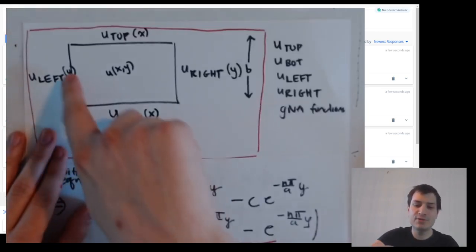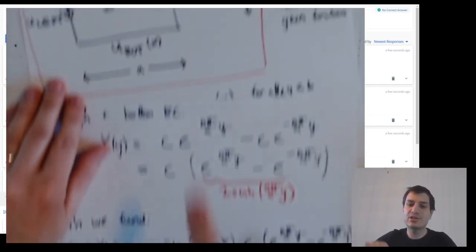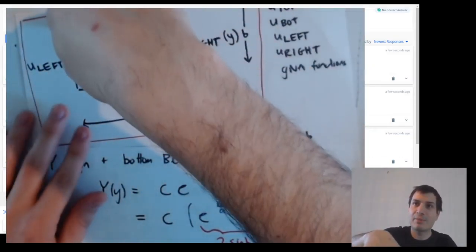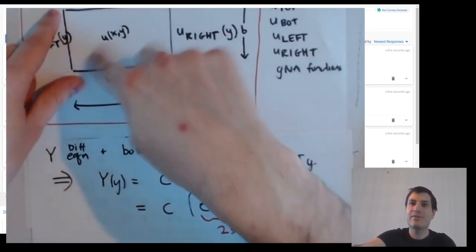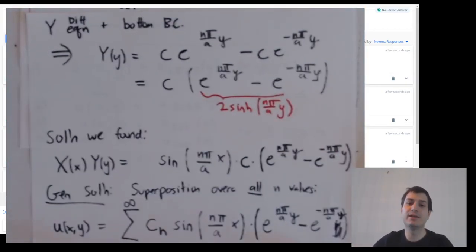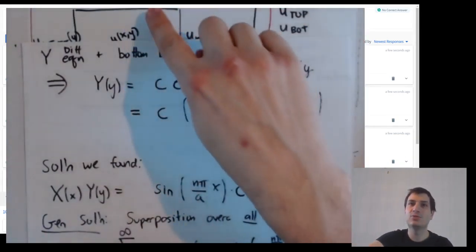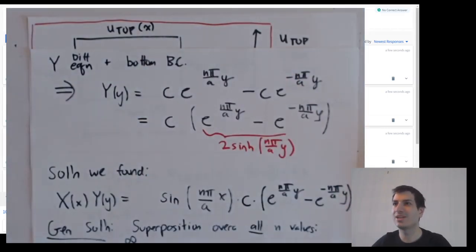So far, I've used the left, the right, and the bottom boundary conditions. And by choosing the C_n's correctly, I'll be able to match the value at the top. And once I match the value at the top, I'll have the solution everywhere in the middle. So I would say this is the general solution everywhere. And what I have to do is solve for the C_n's by using U top. That's what we're going to do after the break.